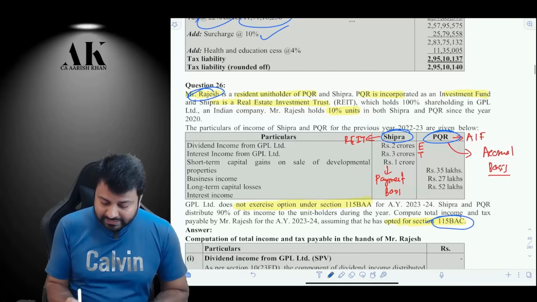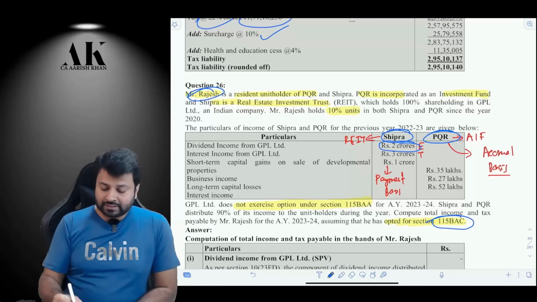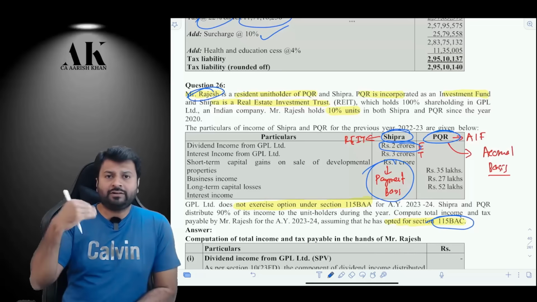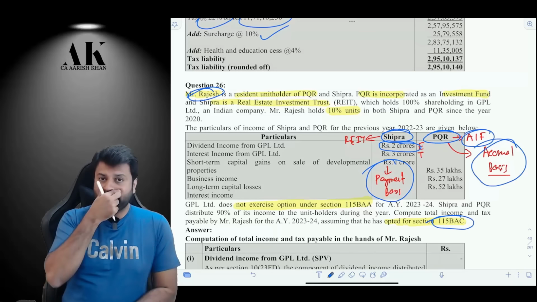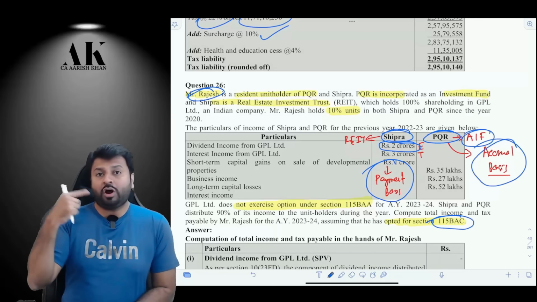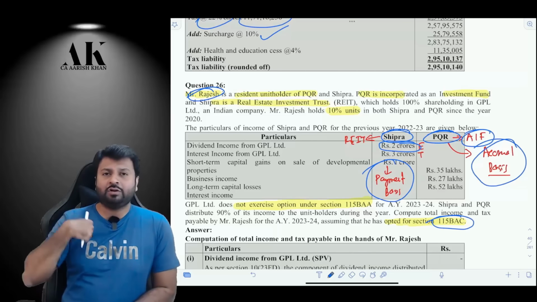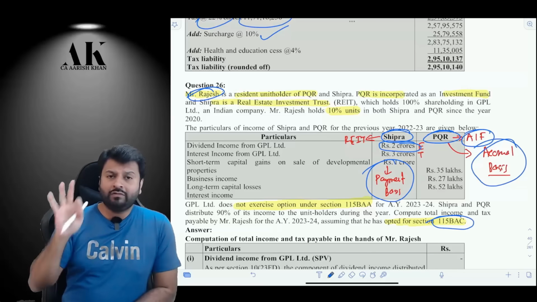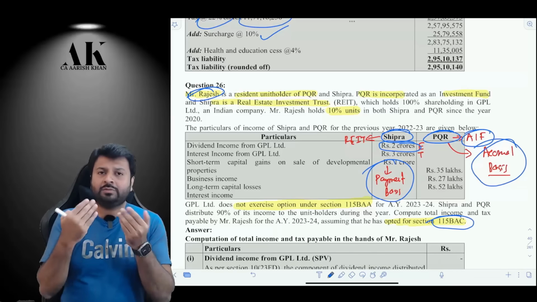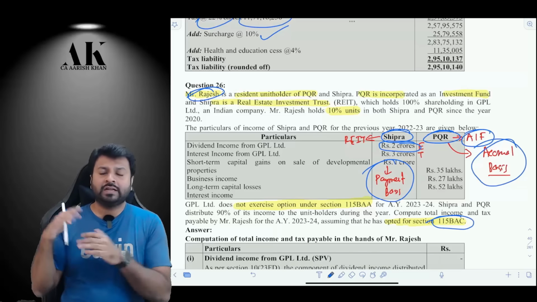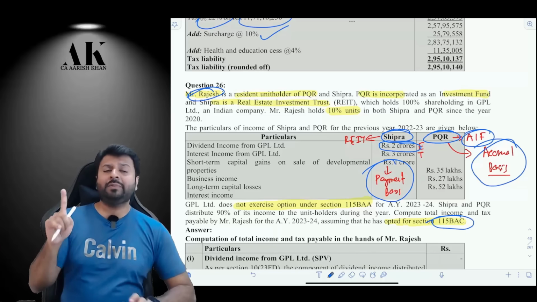Now, Shipra is a REIT. And one more important thing: in case of REIT, the income is taxable in the hands of the investor on payment basis. Whatever REIT has distributed will be taxable in the hands of the investor. In case of AIF, the income is taxable on accrual basis. Whether the AIF has distributed or not, it doesn't matter. It will always be taxable in the hands of the investor. So in case of REIT, if the REIT is earning 100 rupees and distributing 90, then 90 is taxable in the hands of the investor. In case of AIF, if the AIF is earning 100 and distributing 90, still 100 will be taxable.